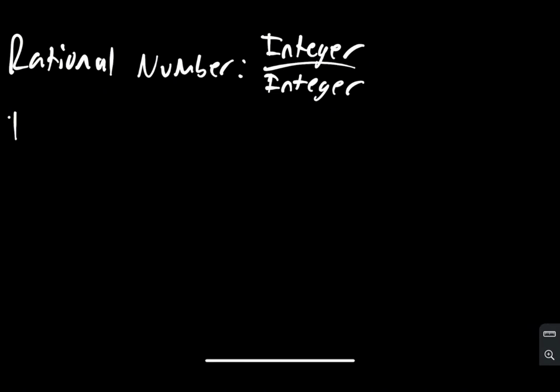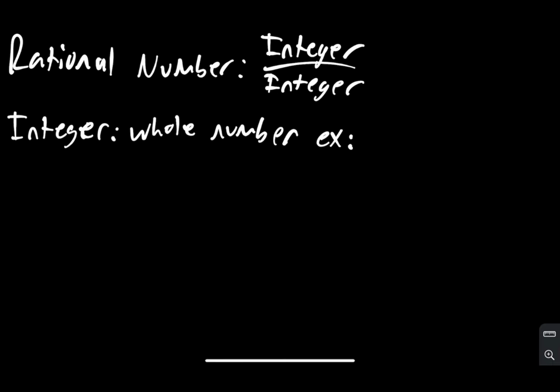So you might be wondering, what is an integer? So an integer is going to be a whole number. So for example, it's going to be -6, +1, and 0. Those are whole numbers. So it doesn't matter if it's negative or positive. As long as it's a whole number, it's an integer.